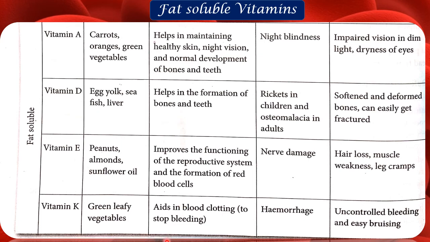Vitamin K. It is mostly found in green leafy vegetables, and it aids in blood clotting, to stop bleeding. For example, if a person gets hurt, the blood will bleed and it will not stop immediately. So that particular condition we can identify as some kind of malfunction in their body. When we check if they lack vitamin K, definitely it is because of this uncontrolled bleeding and easy bruising, the condition called hemorrhage.